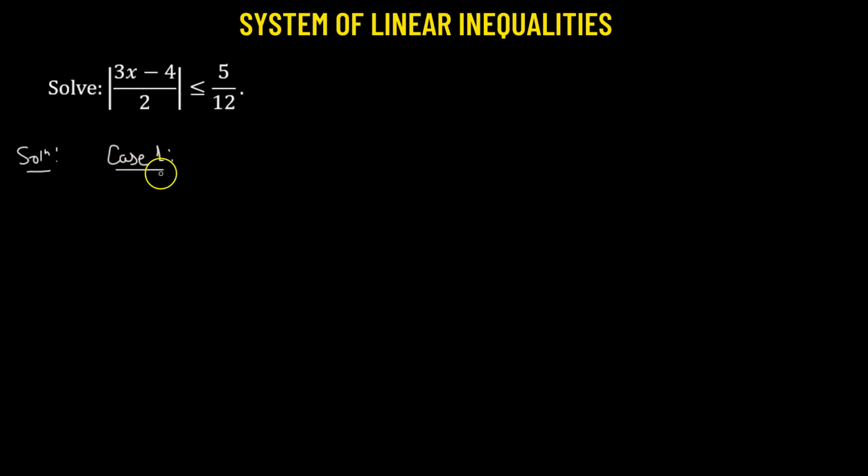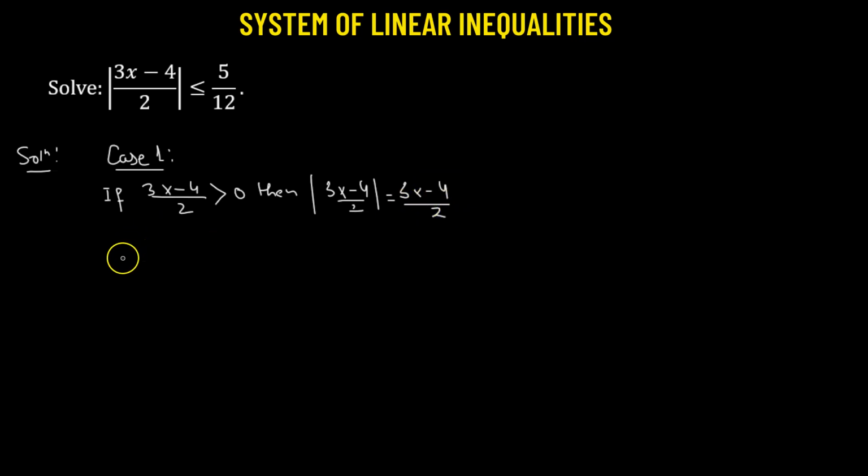So case number 1, if (3x minus 4) divided by 2 is greater than 0, then we can say that the absolute value of (3x minus 4) divided by 2 will be equal to (3x minus 4) divided by 2. Then our inequality will become (3x minus 4) divided by 2 is less than or equal to 5 over 12. Now let's transpose 5 over 12 to the left hand side. So this gives us (3x minus 4) divided by 2 minus 5 over 12 less than or equal to 0.